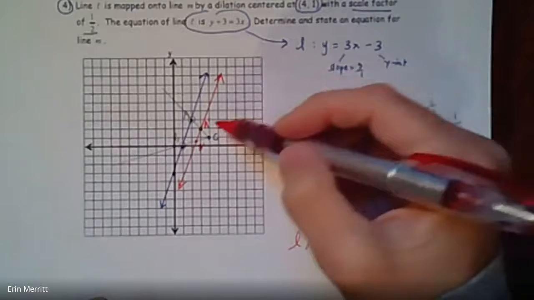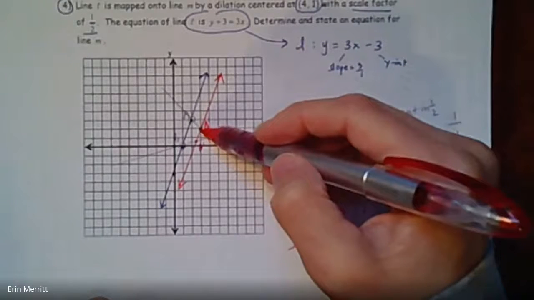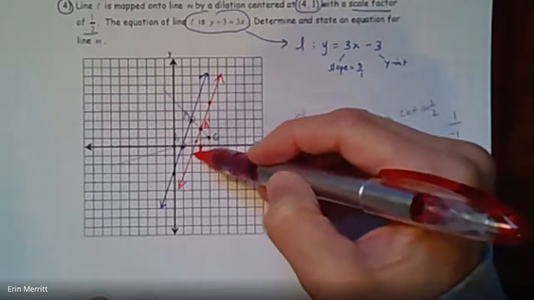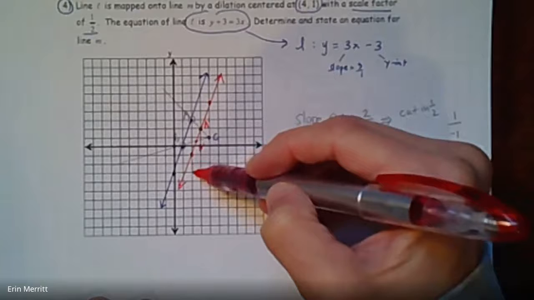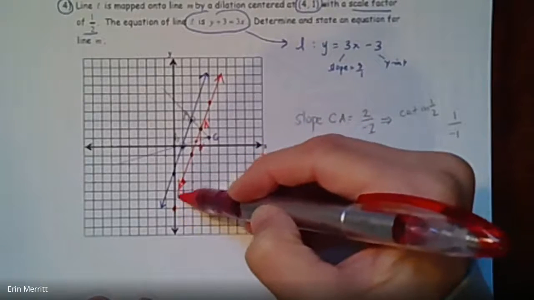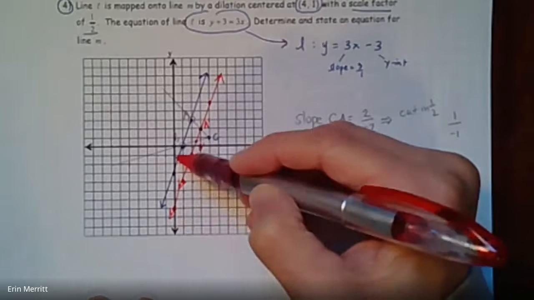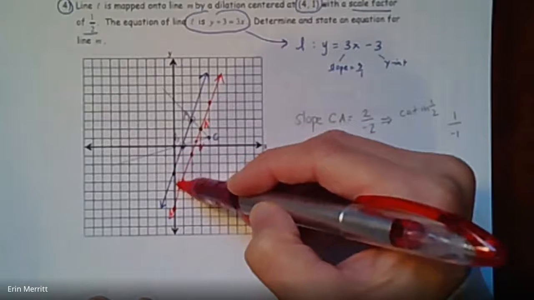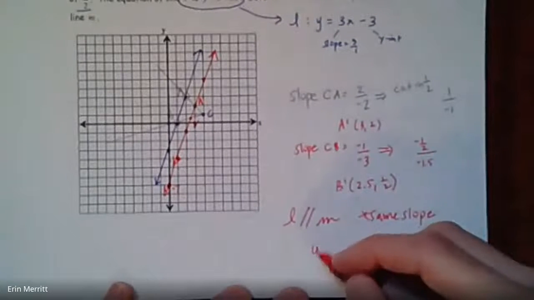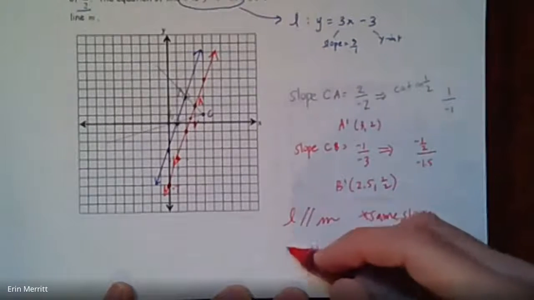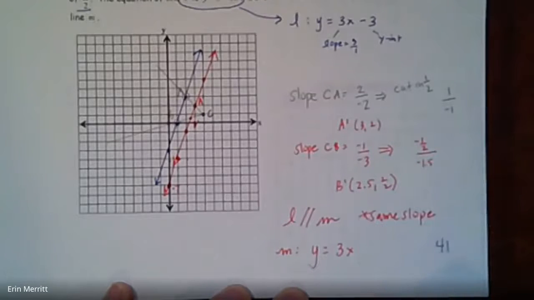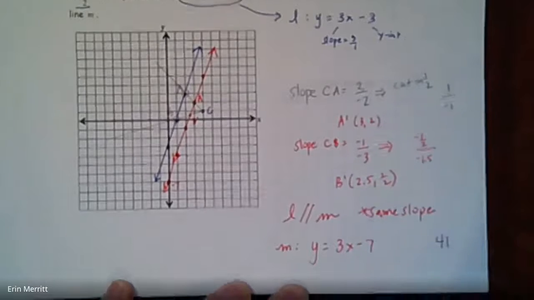So let's try it. Let's see if that worked. If I continue that slope, I can go up 1, 2, 3 over 1. Yep. Or I can go down 1, 2, 3 and left 1. And I'm going to keep going. Down 3, left 1, down 1, 2, 3, left 1. If I extend that line, it's going to hit right here, which is at negative 1, 2, 3, 4, 5, 6, 7. So my final answer for line M is y equals 3x, and then minus 7.